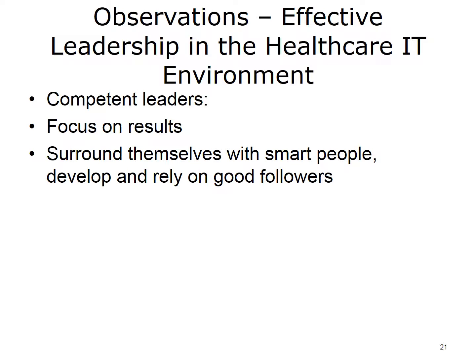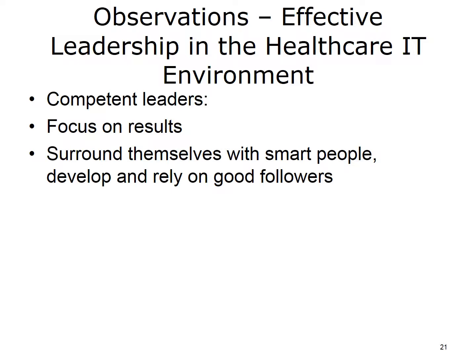The first is that effective CIOs have to be focused on results. A hospital or physician practice needs to move forward, not remain stagnant. Measurable results are invaluable and speak volumes. A good leader has to share his or her vision and show progress toward achieving that vision.